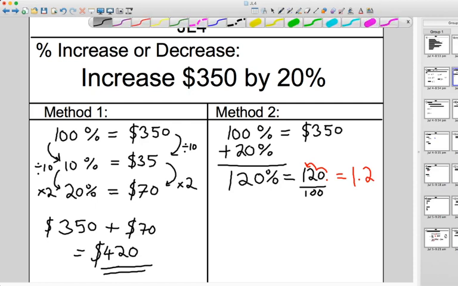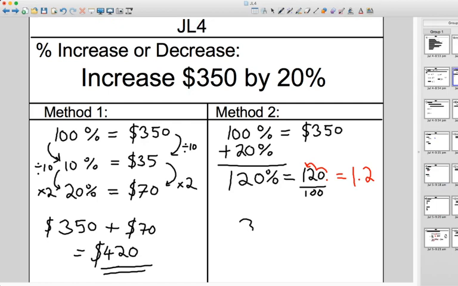So I hope you followed me so far with that. I've changed that 120% into a decimal. And then you just simply do 350 times 1.2. On your calculator, that will give you the $420 straight away.